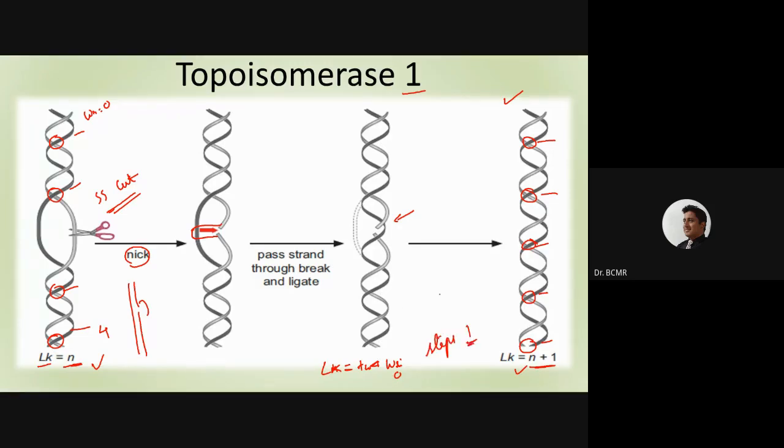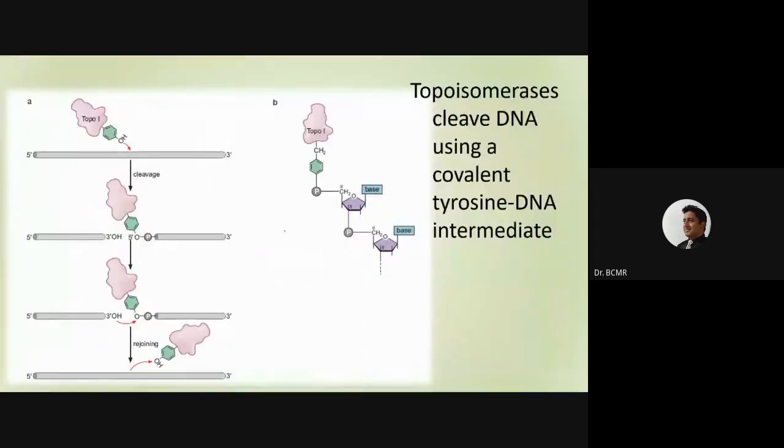Why is that? Because it is making a single strand cut, it's making a nick, and then passing this strand here, and then sealing it up. How do these topoisomerases work? You will find many enzymes throughout this course. I would want you to know the molecular mechanism so you will find a better sense in associating different aspects of molecular biology.